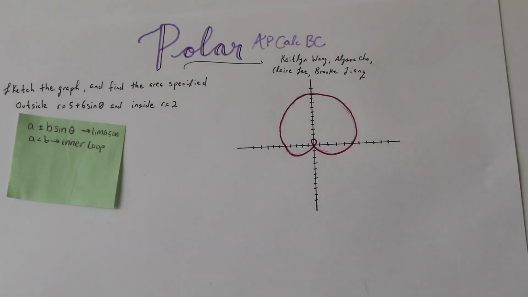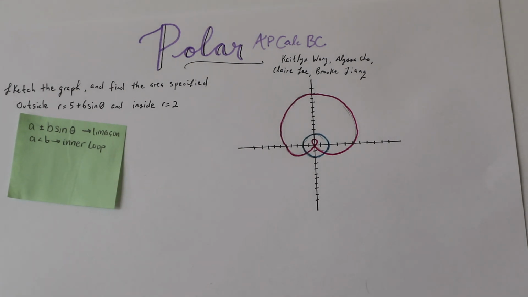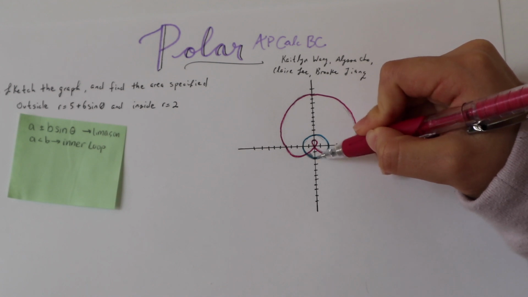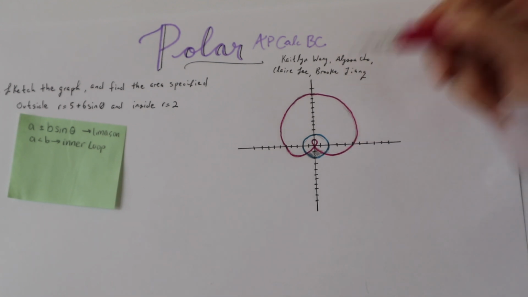Now we need to graph r equals 2. Like we said, it's just a circle, so just graph a circle with a radius of 2 centered at the origin. The area that is outside of 5 plus 6 sine theta and inside of r equals 2 is the area that we are shading in right now.